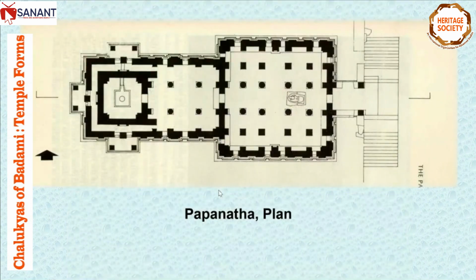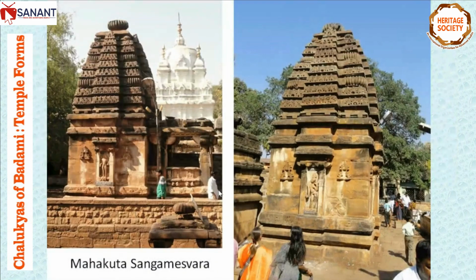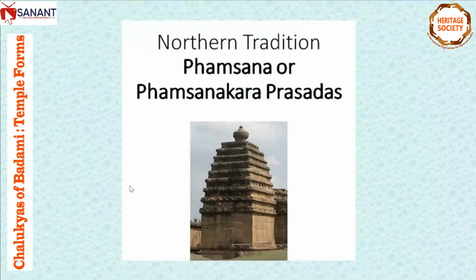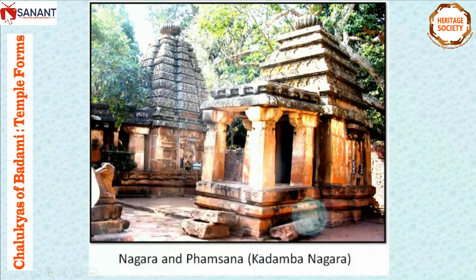This is the plan of the temple. I will not go into the details. Mahakuta, you have this traditional Aihole type of Nagara temple. You can see each of the layers is very distinct by itself. And of course, this Badra type of Nagara temple, single offset. This third form is the Phamsana or Phamsakara style. We have a few examples of this style. It's a simpler variety, and you can compare here the Rekha Nagara with this Phamsana style temple.